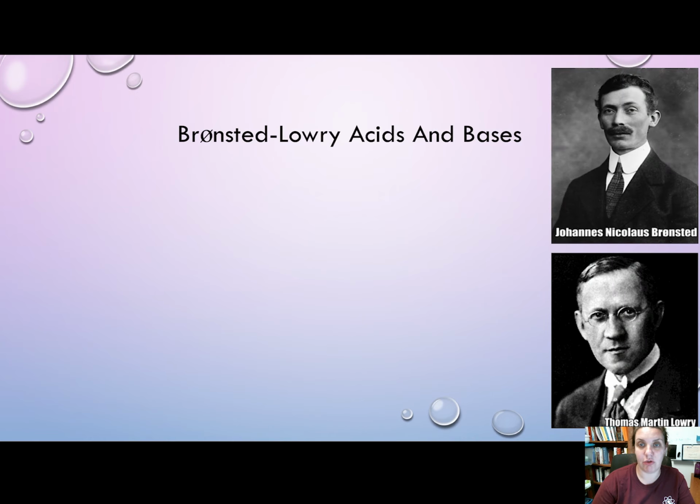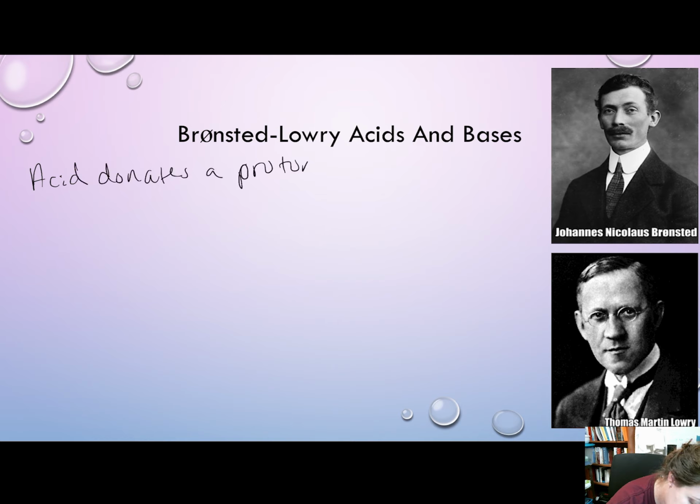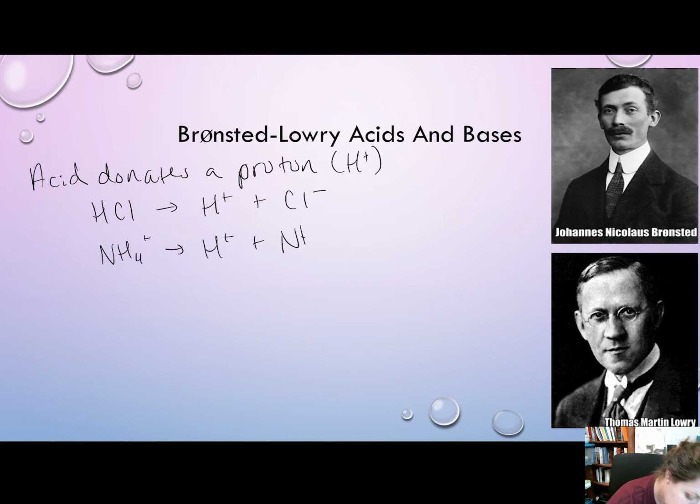So let's look at a more inclusive definition, the Bronsted-Lowry bases. So Bronsted-Lowry bases and acids are going to basically move protons between them. So an acid donates a proton. So we can have something like HCl producing a proton like so, or something like NH4 plus. So both of these would be considered a Bronsted-Lowry acid based on the fact that they donate a proton.